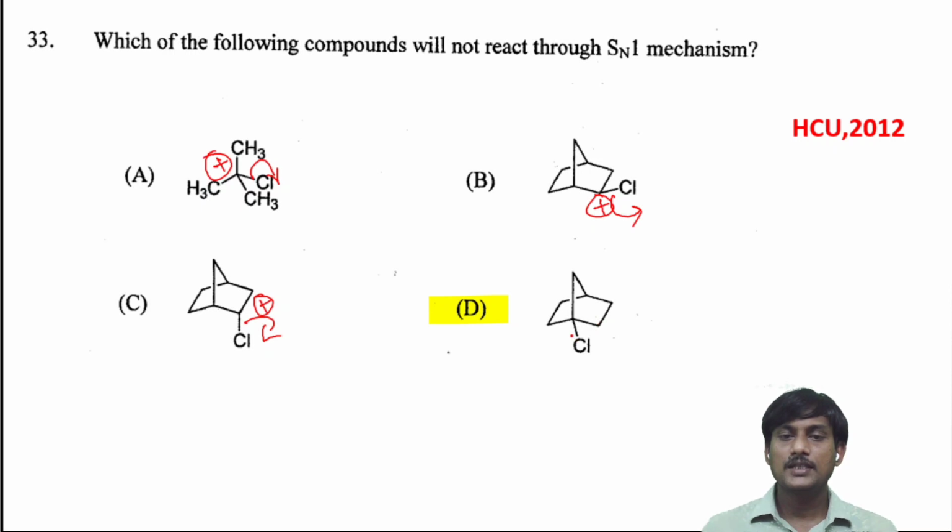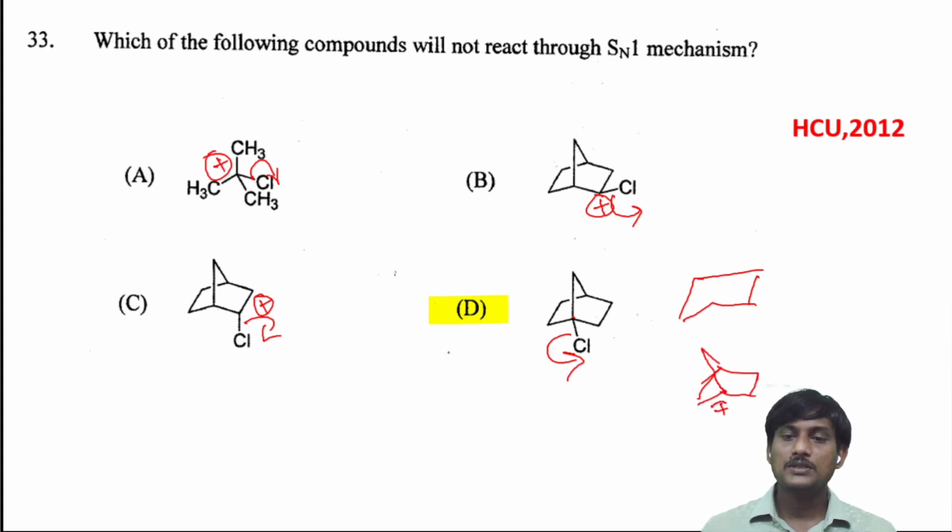Here, when there is a removal of Cl, there is a formation of tertiary carbocation, but at bridgehead position. The stability of carbocation at the bridgehead position is highly unstable. This is the carbocation we will get. This carbocation is highly unstable.